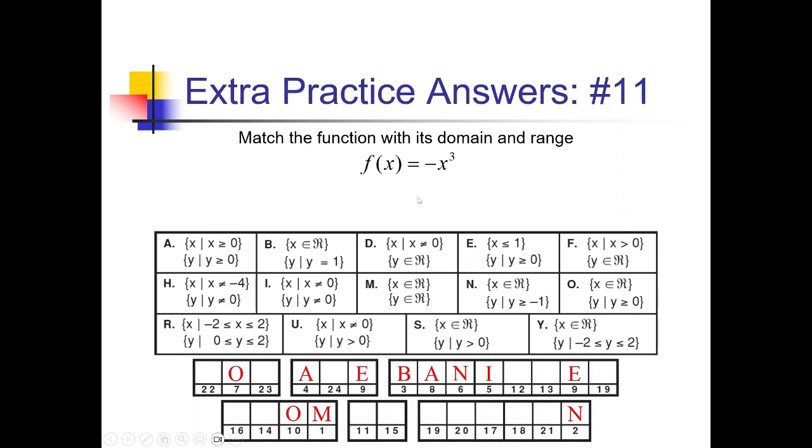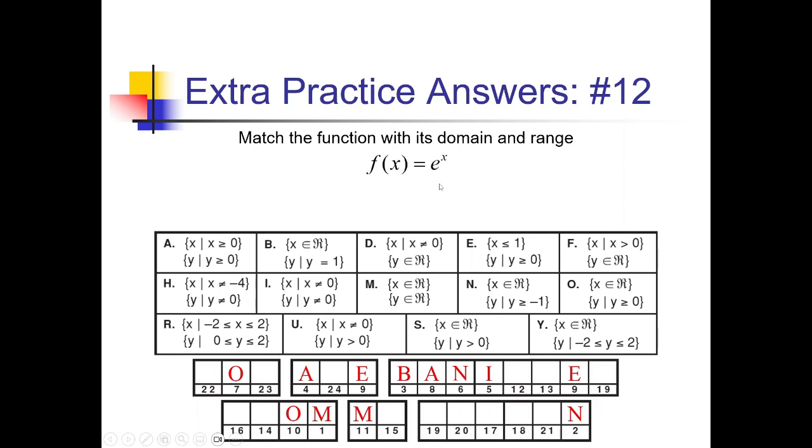For number 11, this is our first encounter with a cubic function, albeit a negative one. So the domain on cubic functions, you can plug in anything you want. Same thing with the range. You can get any y value you want, since this thing, whatever it does in between the end behaviors, goes up and down forever in either direction. So the range is going to be all reals. So all reals for both, that's going to be M going in spot 11, which is right there.